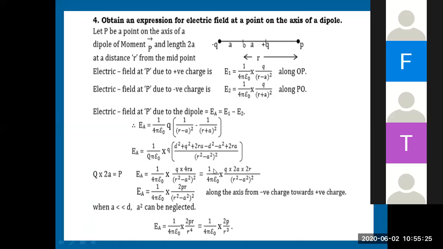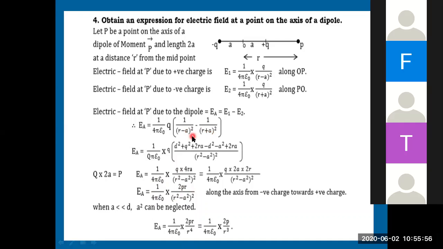Check what will happen to this formula. 1 by 4 pi epsilon naught. This term will become P into 2R divided by R square minus A square the whole square. So this is your expression needed for the dipole moment. So what you have to write is this formula. E is equal to 1 divided by 4 pi epsilon naught 2PR divided by R square minus A square the whole square.